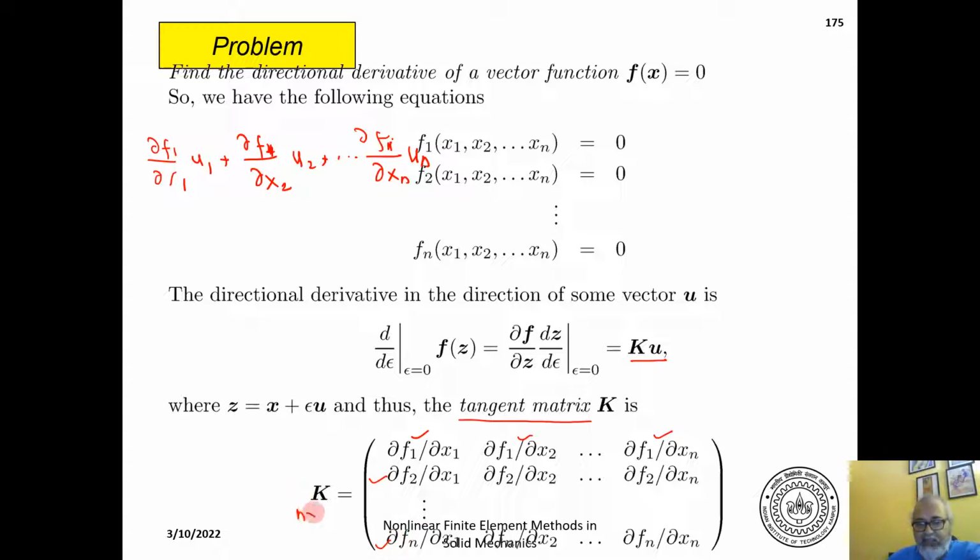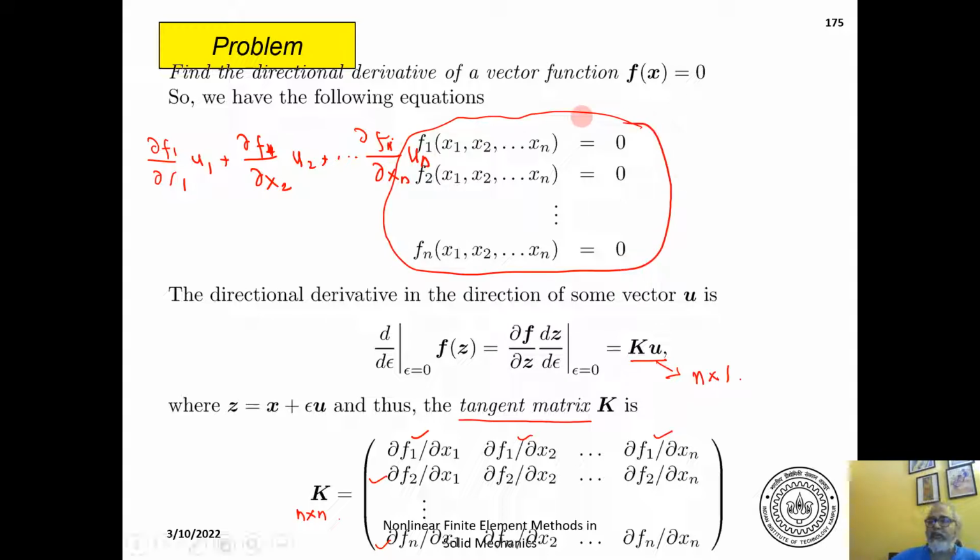So this is an n cross n matrix, and this is an n cross 1 vector, which when multiplied give you the directional derivative of this entire set of possibly nonlinear equations.